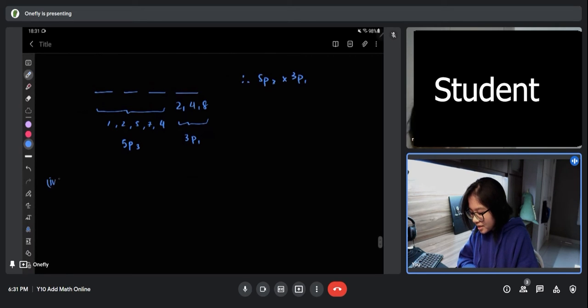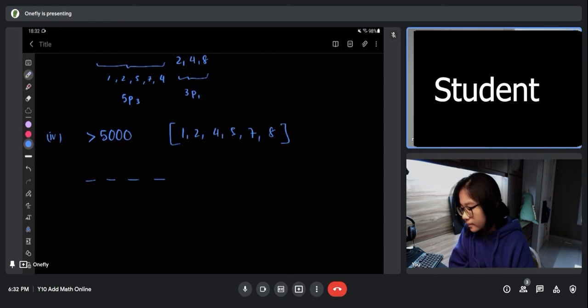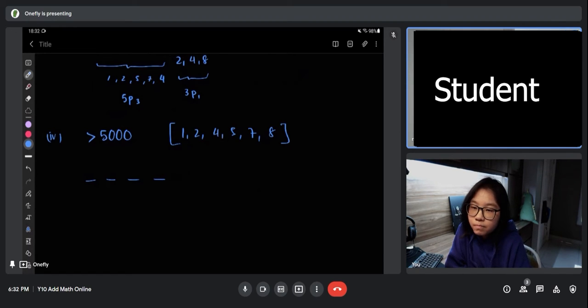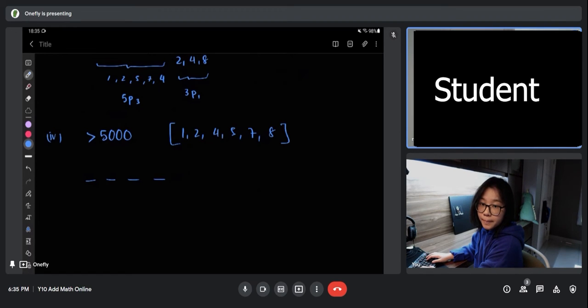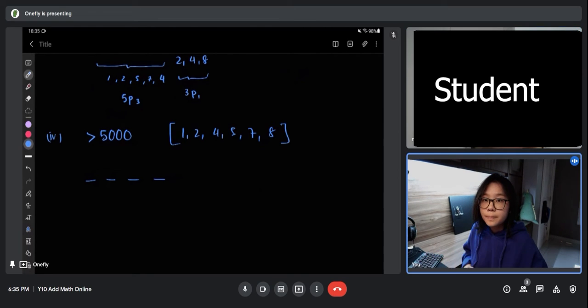Let's do one more condition. Next condition, same thing, 4-digit numbers, but must be more than 5,000. Like when you put them together, it's more than 5,000. This one I don't know.